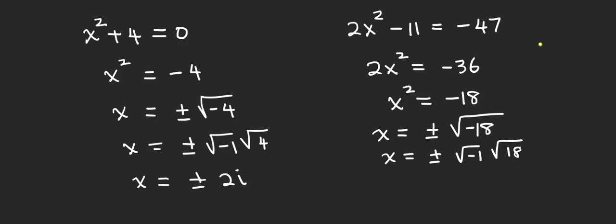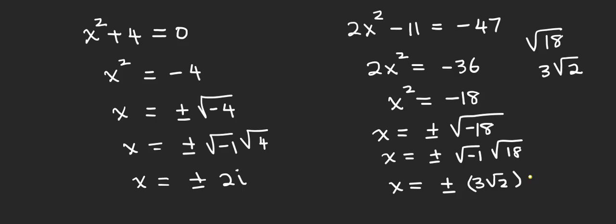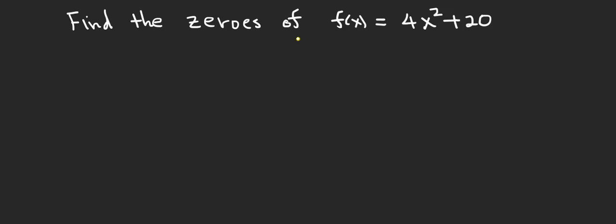So what is radical 18 when you simplify? Well, that's 9 times 2. So 3 comes out, and 2 has to stay inside. So radical 18 is the same thing as 3 radical 2. So this will be positive negative 3 radical 2 times i. Or you could just say 3i radical 2. They want us to find the zeros of f of x equals 4x squared plus 20.